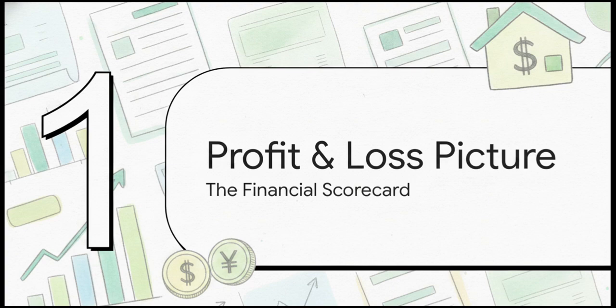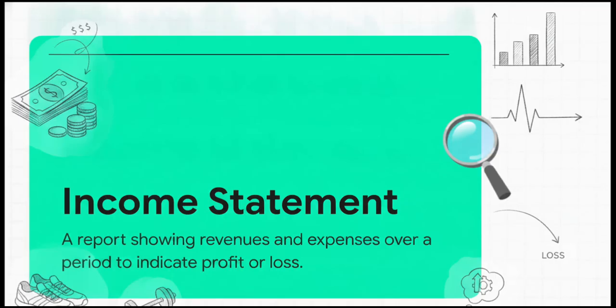All right, let's jump right into Section 1, the profit and loss picture, and break down what this financial document is actually doing. Fundamentally, the income statement, or P&L, is your scorecard. It shows exactly how revenues at the top line transform into net profit over a specific time frame.